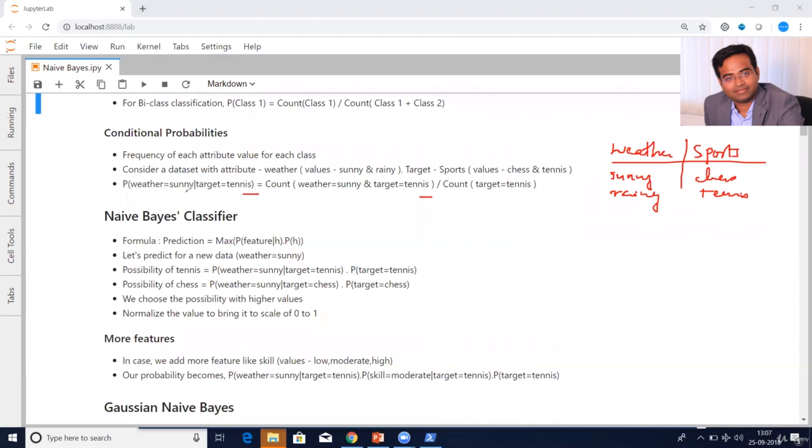So what is our conditional probability? When the target is tennis, we want to find the probability of weather being sunny, right? What we are doing here is counting the number of events for which weather is sunny and target is tennis, divided by the total number of events where target is tennis. This gives us the probability of weather being sunny when the target is tennis. This is conditional probability. We'll use this in our naive Bayes classifier.